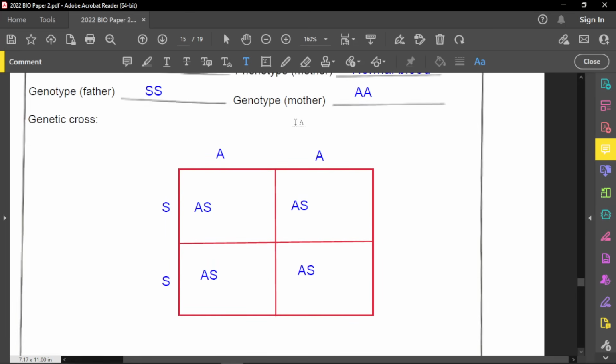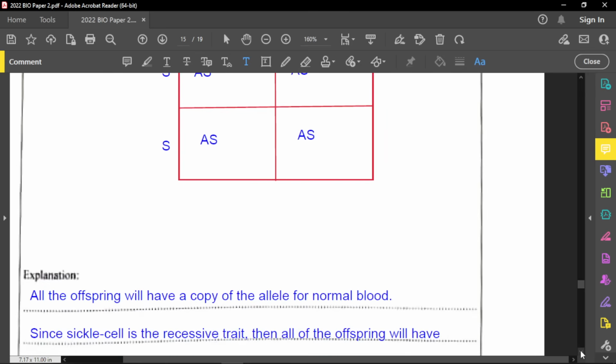And so the genetic cross would be this, with our Punnett square. All right, so if you notice, I put the mother on top of the chart, and the side of the chart will be Ellis. And so all of the results will be AS, which means that all of them are normal because they have at least one dominant allele.